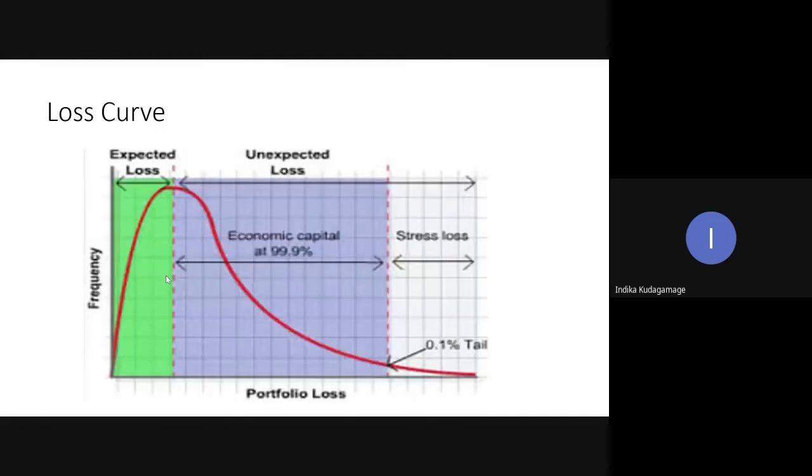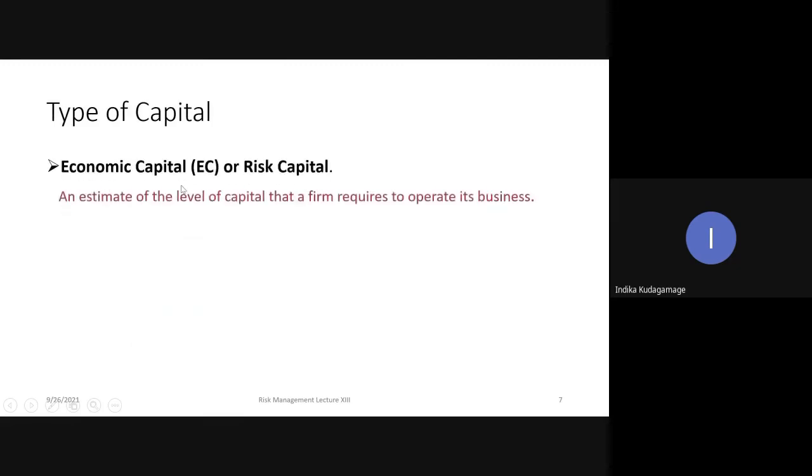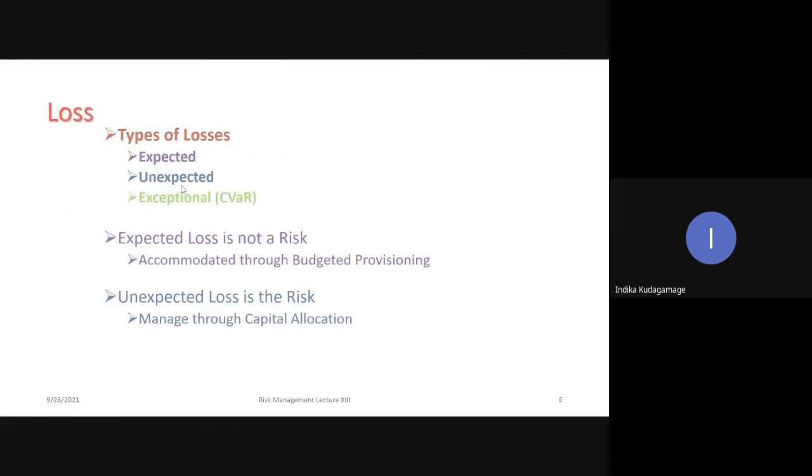Right? Then we talk about losses. We have 3 types of losses. Right? We have 3 types of losses. Exceptional losses.